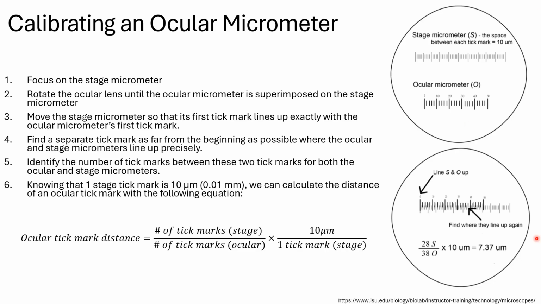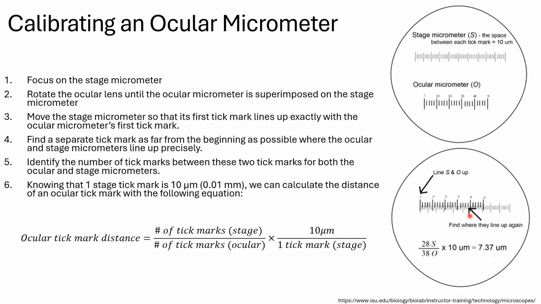Now you rotate your ocular lens and/or move the stage micrometer so that the ocular micrometer is superimposed on the stage micrometer. And move the stage micrometer so that the first tick mark lines up exactly where the ocular first tick mark is, as you can see in this bottom image. And then with the micrometers superimposed, you find a point where the stage and ocular micrometers have a tick mark at the exact same location.